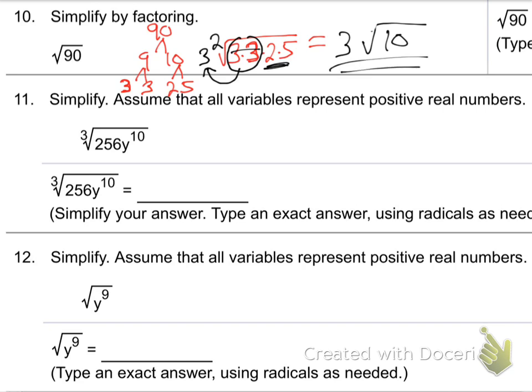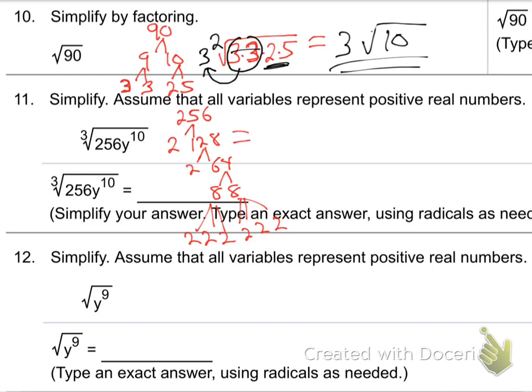The next one, we've got to break down that 256. So what is 256? Well, I know 2 goes in. Let me just divide by 2. And that's 128. And that's 2 times 64. And that's 8 times 8. And each of those is 3 2s. That's a bunch of 2s.